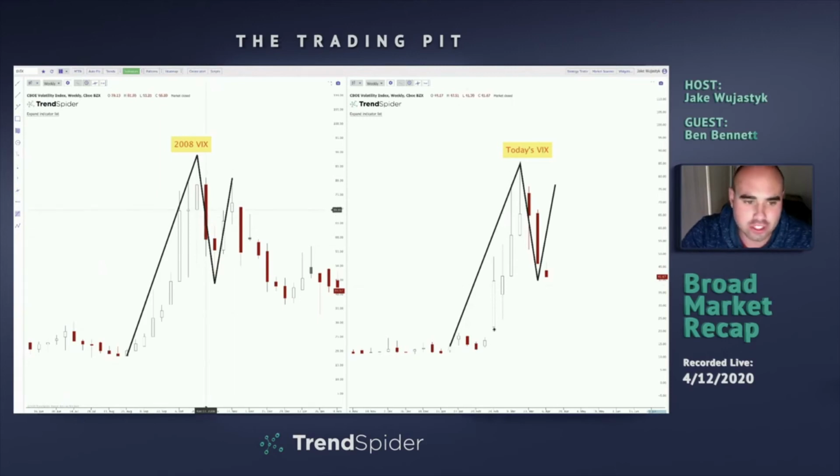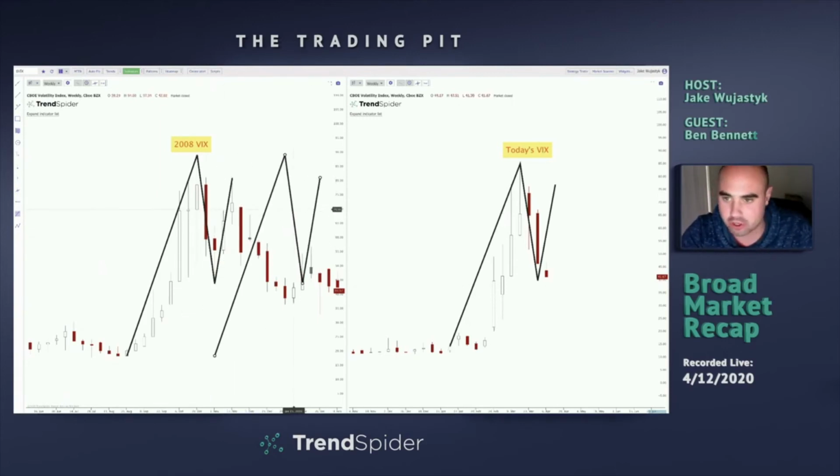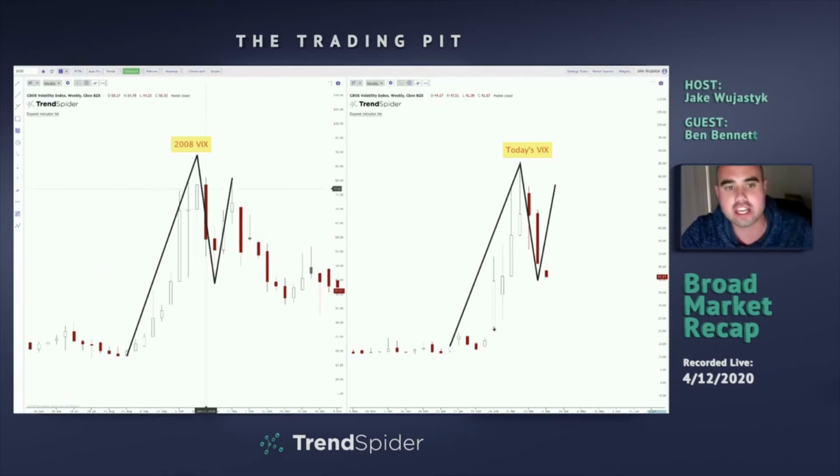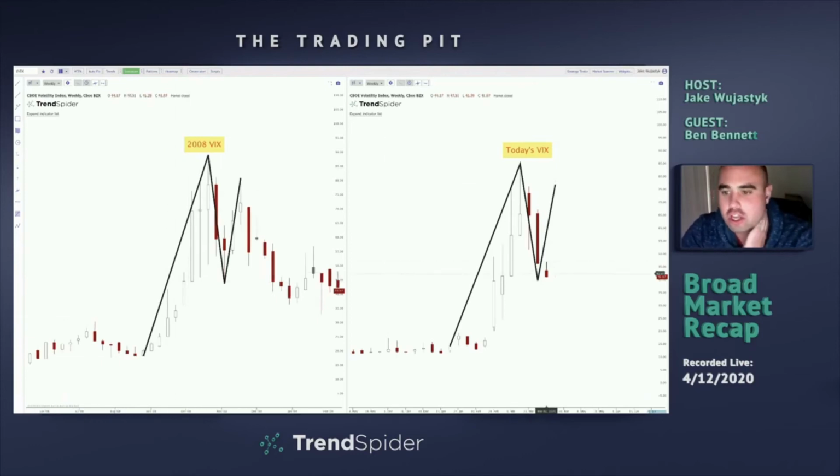So if you look here, you'll see something very interesting. As I mentioned, I simply just cloned this. So I just went like this and put it on today's VIX, and you'll see how similar this move is so far. I mean, we had the move up almost exactly identical. We had the move down almost identical. So the question is, do we get this secondary little pop here? If I had to guess, I just think the market's too strong right now, especially with this OPEC deal, but I could be 100% wrong.